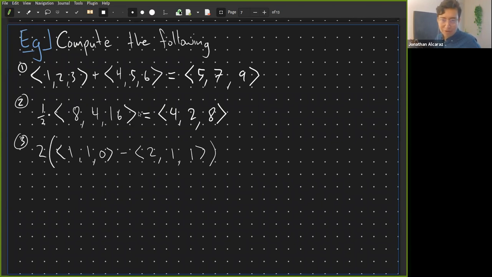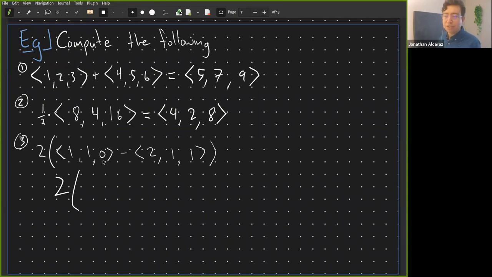These are the easy problems, the very basic understanding. This next one we've upgraded a little bit. There's going to be a couple of steps, because now we have some sort of order of operations. So we're going to do the stuff inside the parentheses first. So we get 2 times, and now we're just going to subtract these 2 vectors.